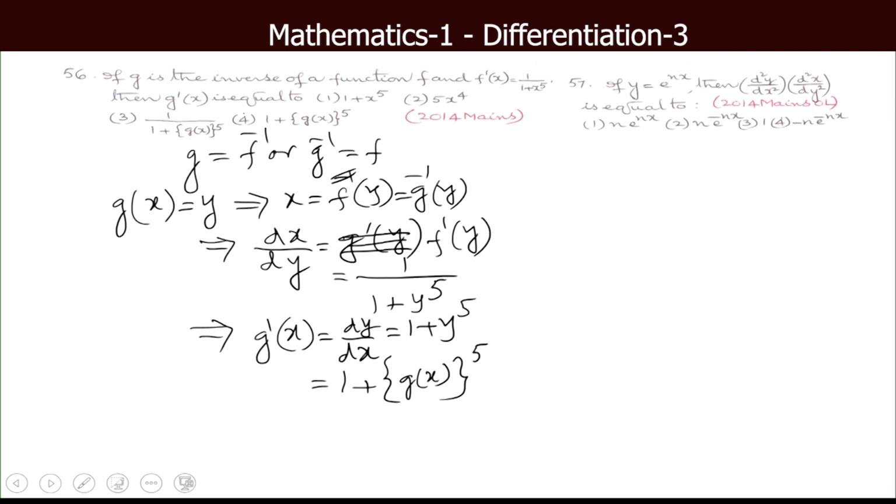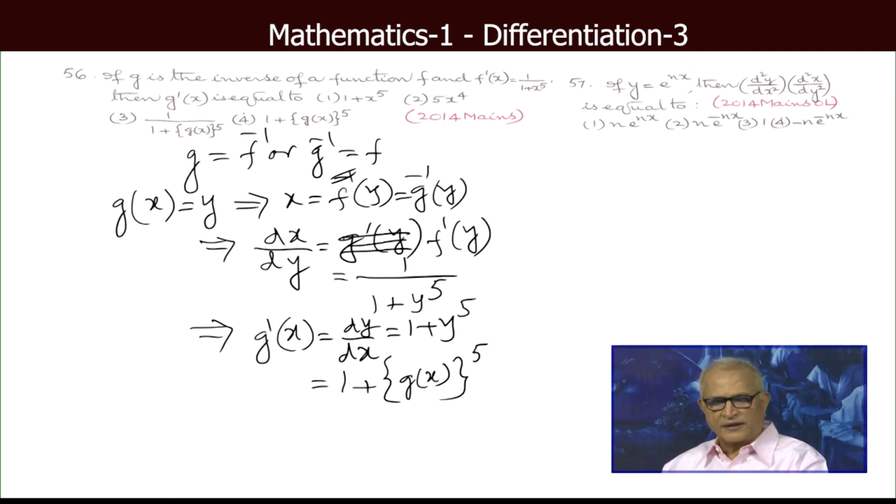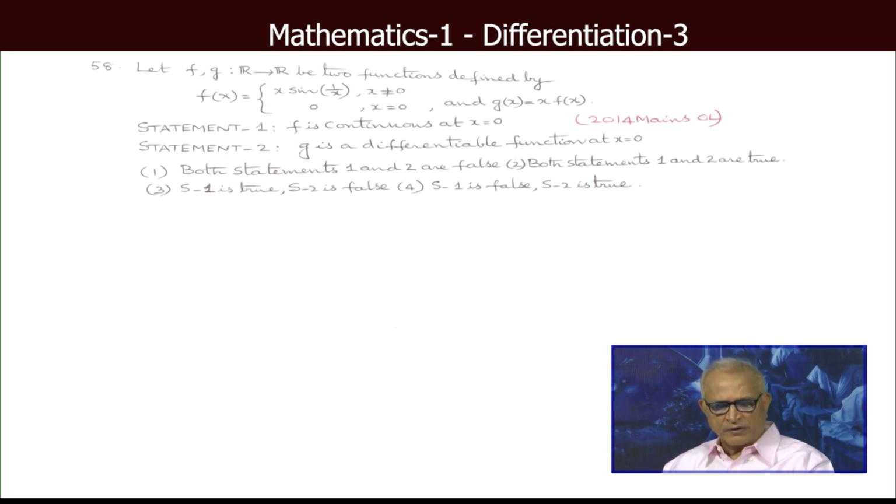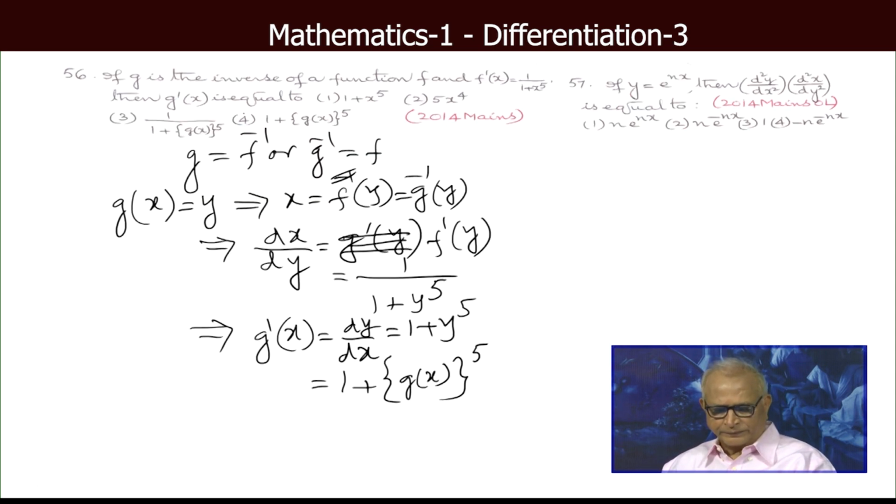So, now g dash x is equal to dy dx. dx dy is 1 by 1 plus y power 5. So, dy dx is a reciprocal of this derivative, which is 1 plus y power 5. But what is y? y is g x. Okay? That is therefore, when you replace y by g x, g dash x is 1 plus 5th power of g x. Okay? So, that is of course 1 plus g x whole power 5, the fourth option. 2014 mains.